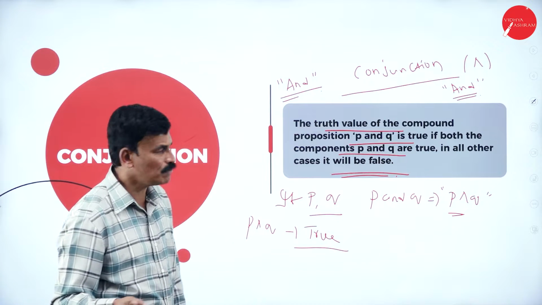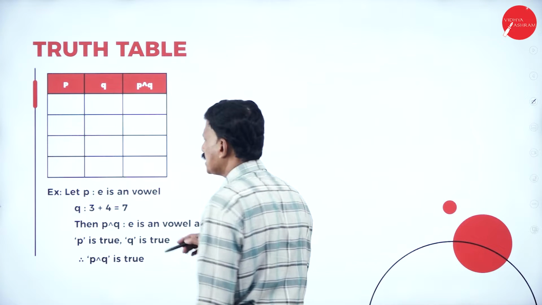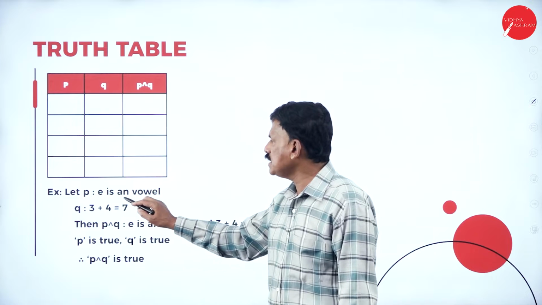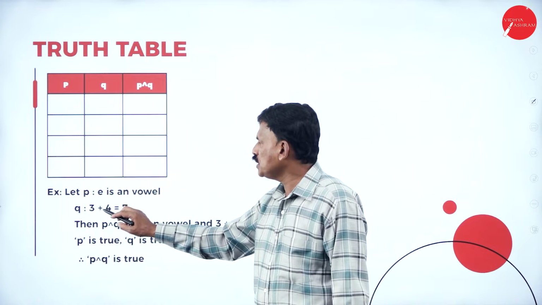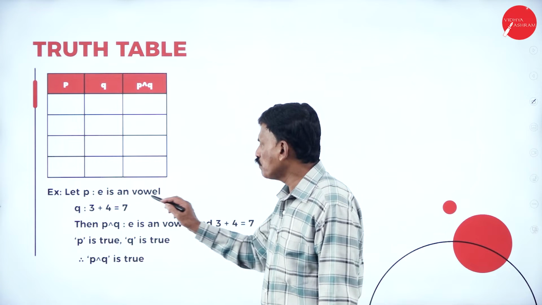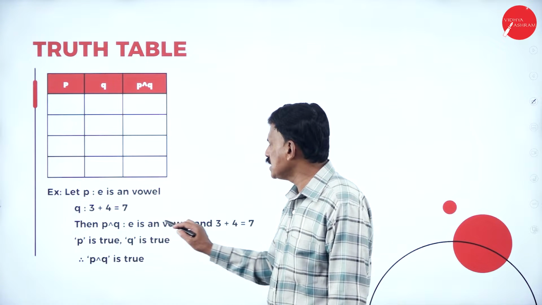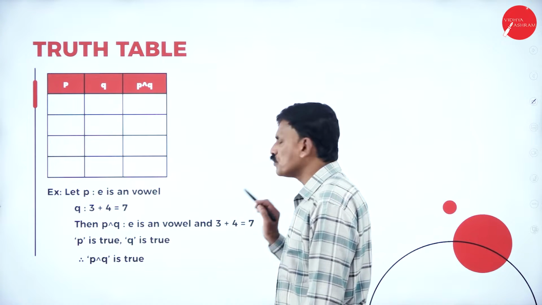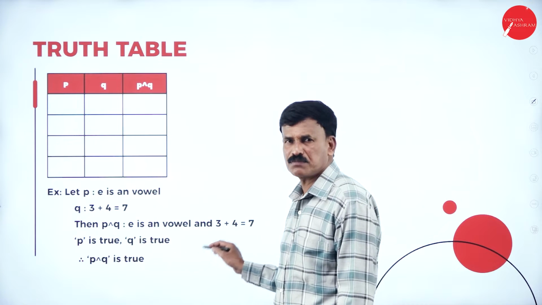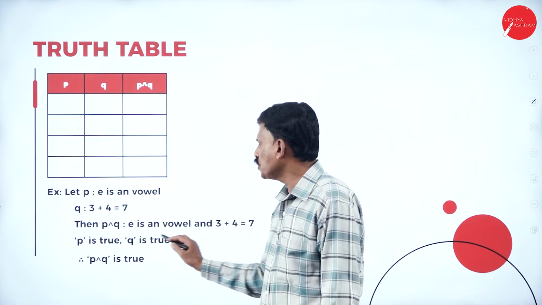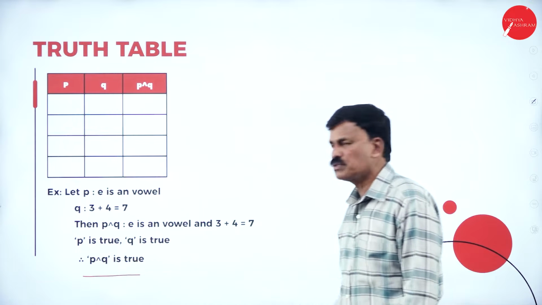Now, let us take an example. Let P: E is an oval, and Q: 3 plus 4 is equal to 7. So, P is true, Q is also true. Then P conjunction Q, E is an oval and 3 plus 4 is 7, is true. So, P is true, Q is true, and P conjunction Q is also true.